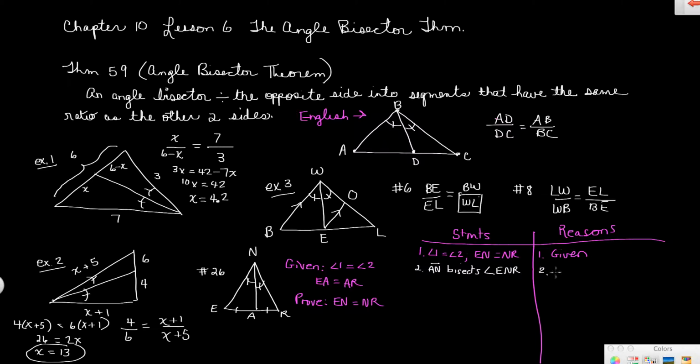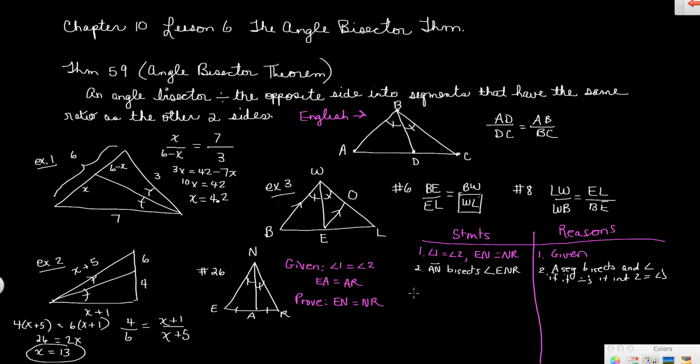And that's a segment bisects an angle if it divides it into two equal angles. So a segment bisects an angle if it divides it into two equal angles. All right, kind of long there.